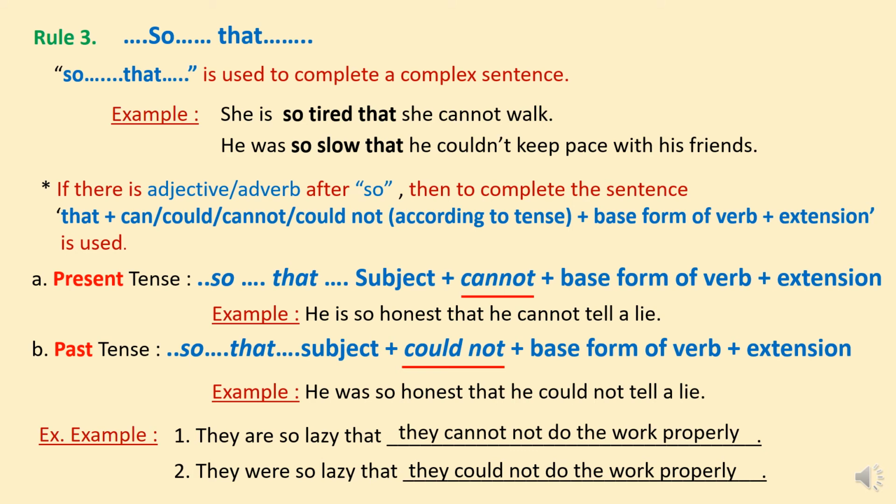So the structure here to be followed is, after the adjective there is that plus can or could or cannot or couldn't according to tense, plus base form of verb, plus extension if needed.